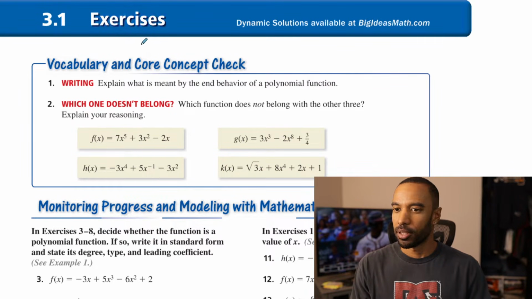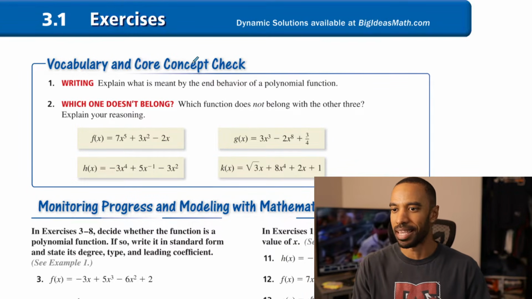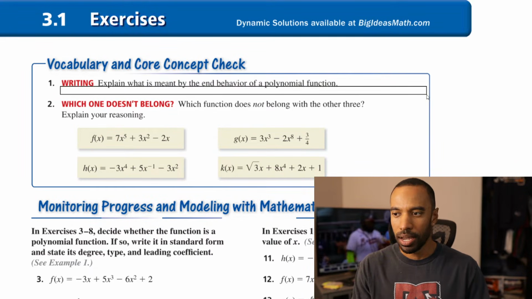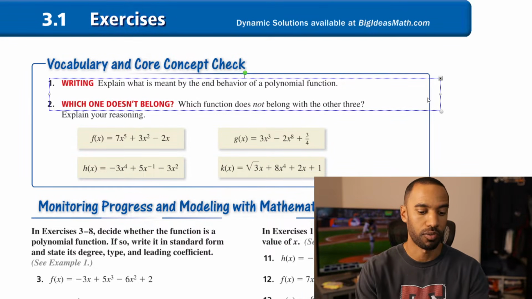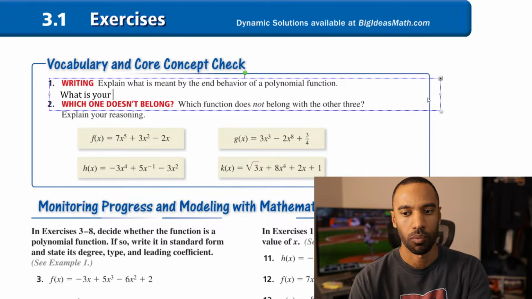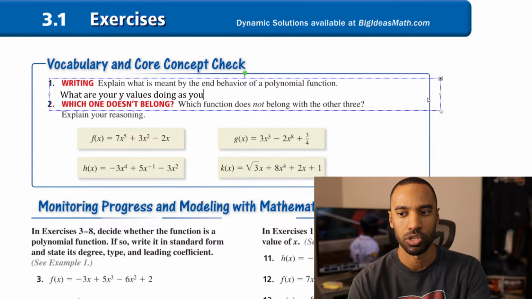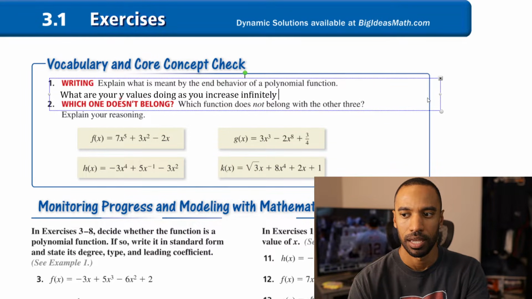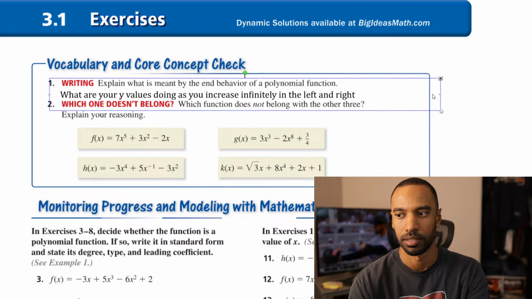All right, let's get to the vocabulary and core concept check. Number 1, explain what is meant by the end behavior of a polynomial function. It explains what your y values are doing as x goes forever right and forever left. What are the y values of your graph doing as you increase infinitely in the left and right directions? That's kind of my layman's terms version of it.